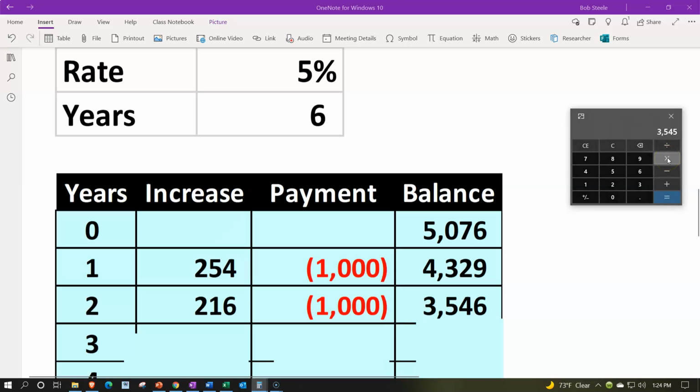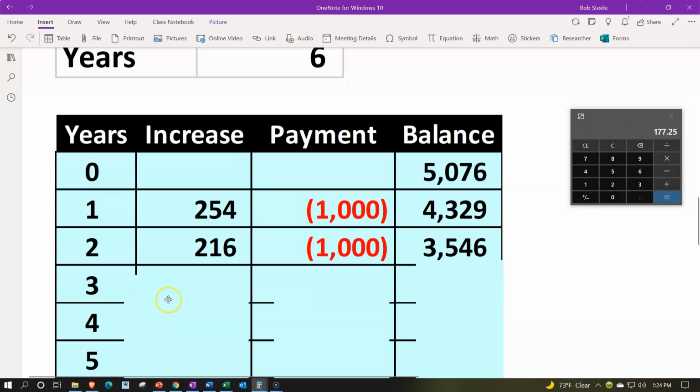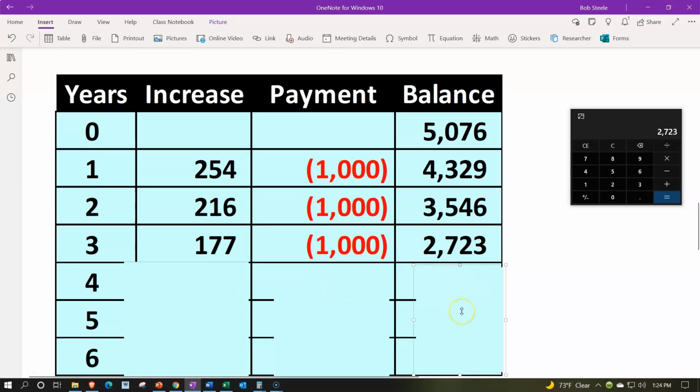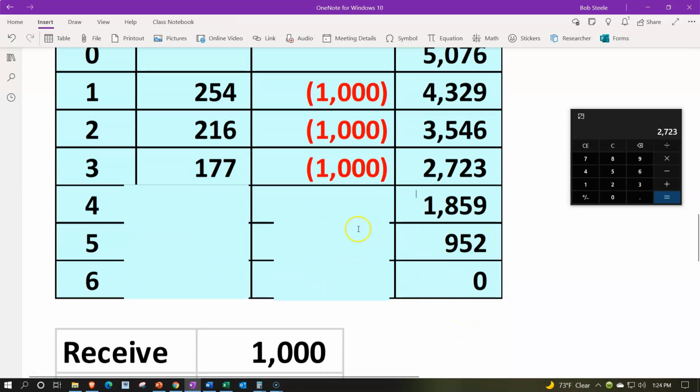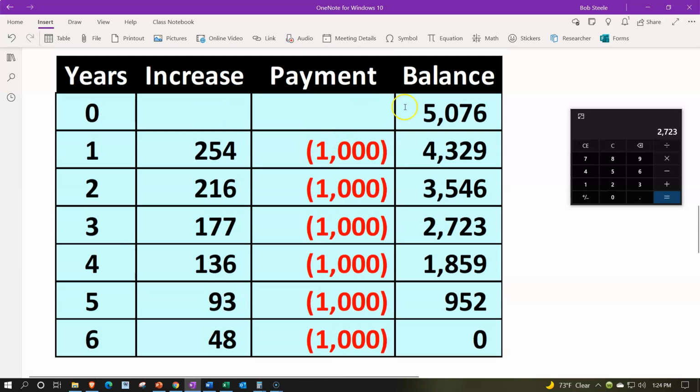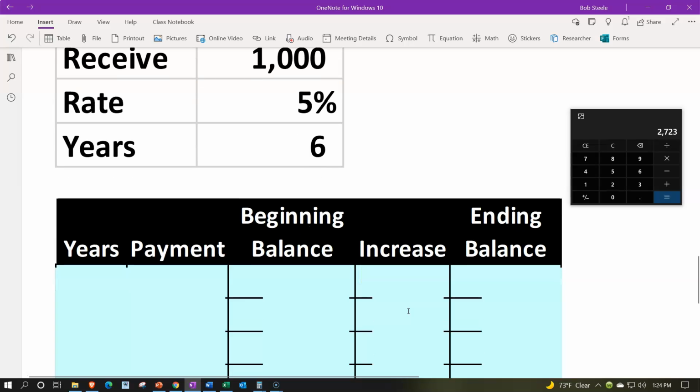Taking that times the 0.05, we're going to get the 177. 1,000 goes out once again. And so if we take then the 3546 plus the 177 minus the 1,000, we're going to get then to the 2723, and so on and so forth. And if we go to the end of this, we'll end up at 0, basically proving that the value would be equal to that 5,076, because the series of payments would result in a 0 ending balance as you go through.